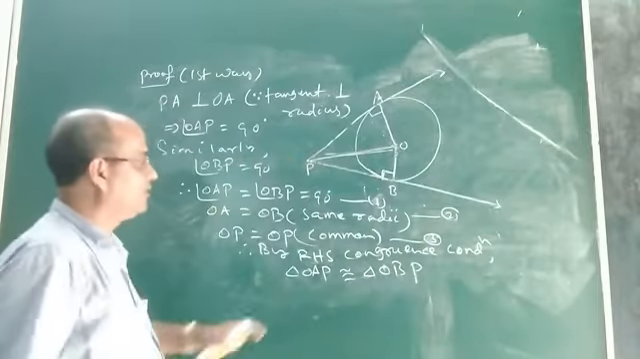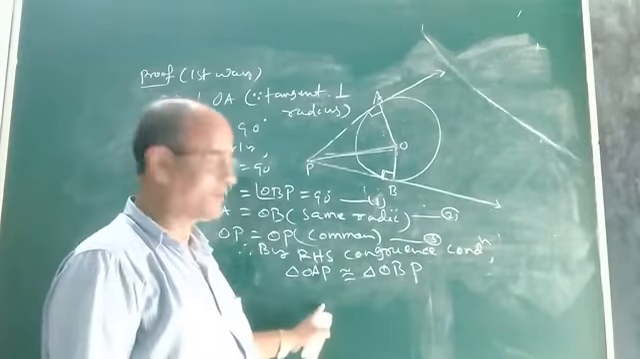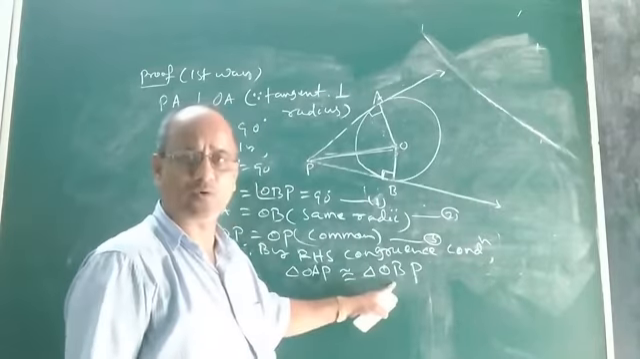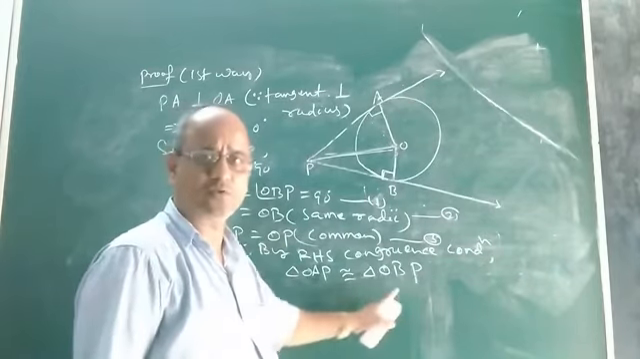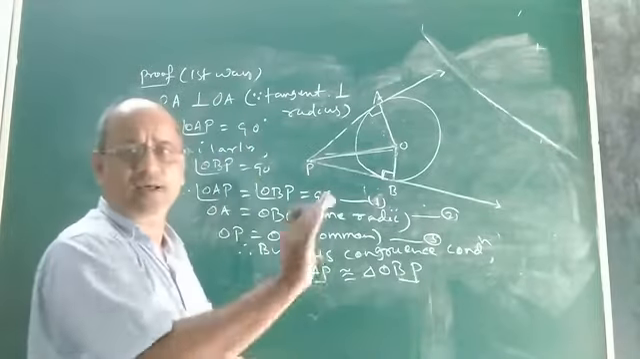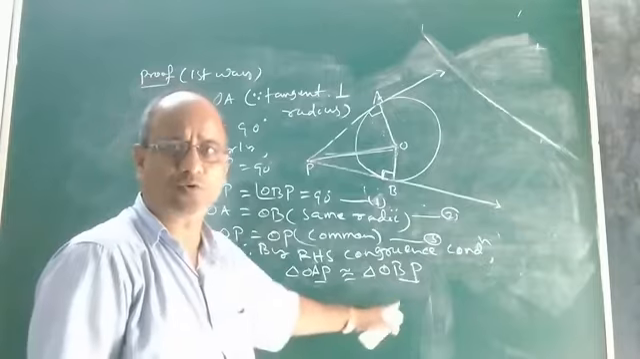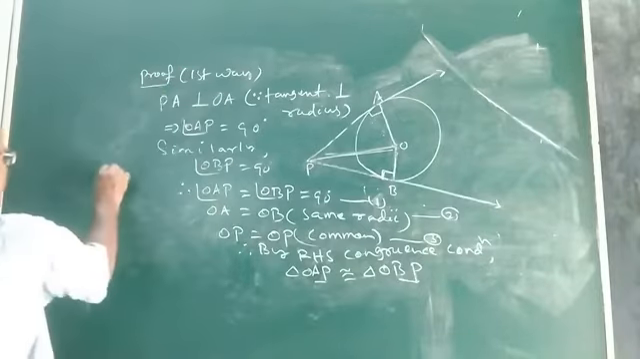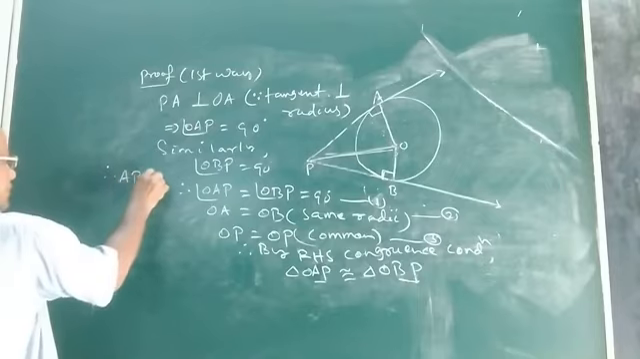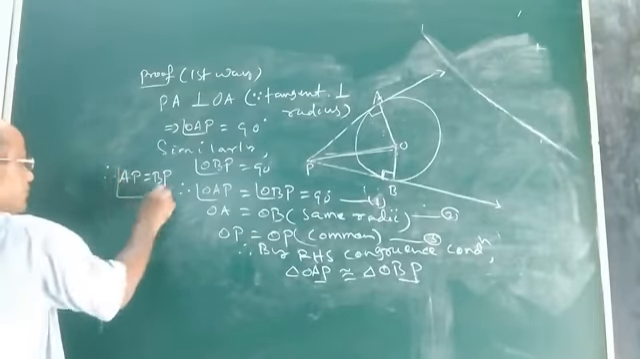So by RHS congruence condition we proved that triangle OAP is congruent to triangle OBP. Now if these two are congruent, no doubt AP will be equal to BP, because they are corresponding parts of the two congruent triangles. Therefore AP will be equal to BP. This is what we wanted to prove.